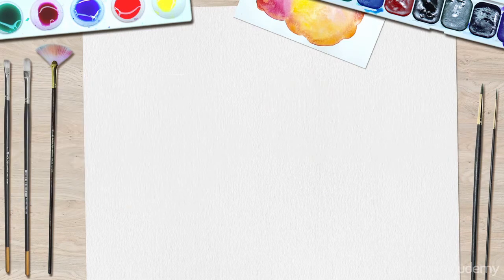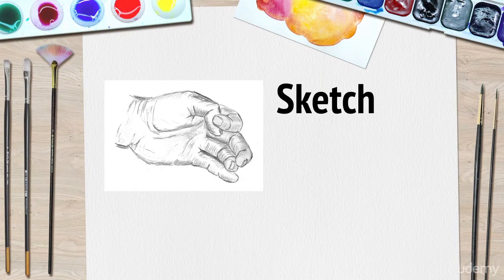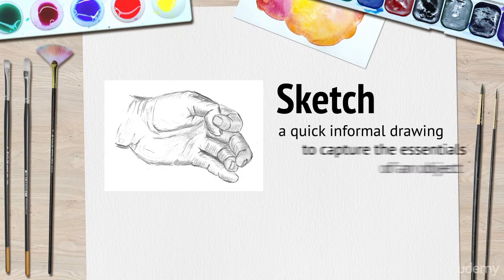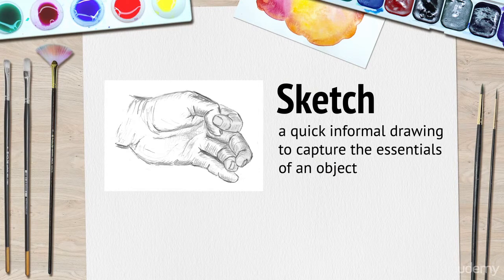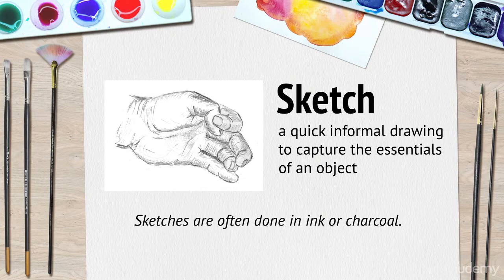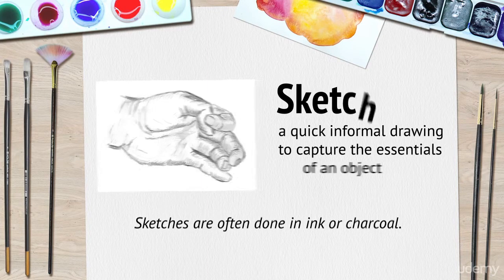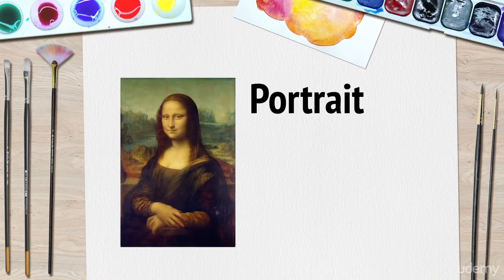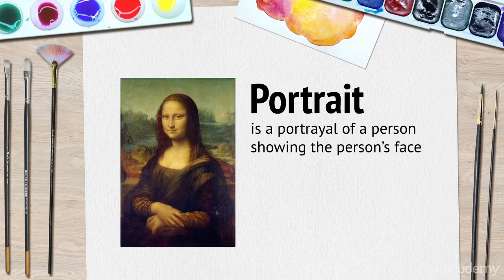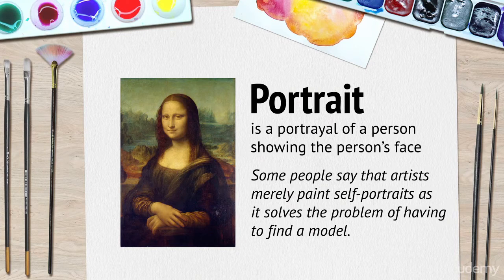You probably heard the word sketch when discussing some projects, but in art it is a quick, informal drawing to capture the essentials of an object. Example: sketches are often done in ink or charcoal. Portrait is a portrayal of a person showing the person's face. Could be a drawing, a photograph, or a sculpture. Example: some people say that artists merely paint self-portraits, as it solves the problem of having to find a model.